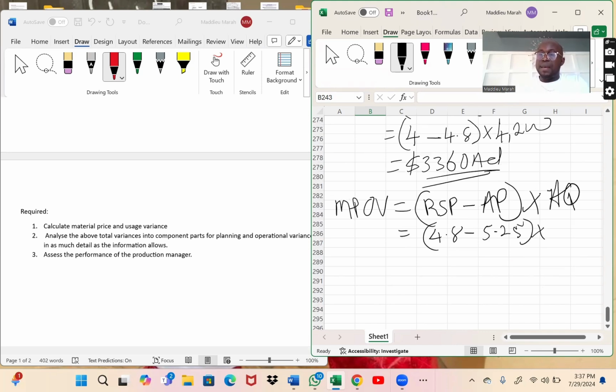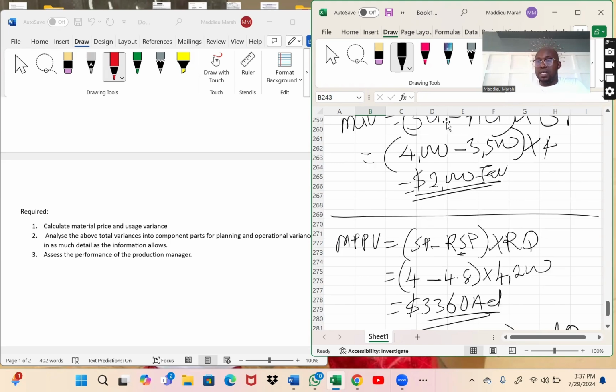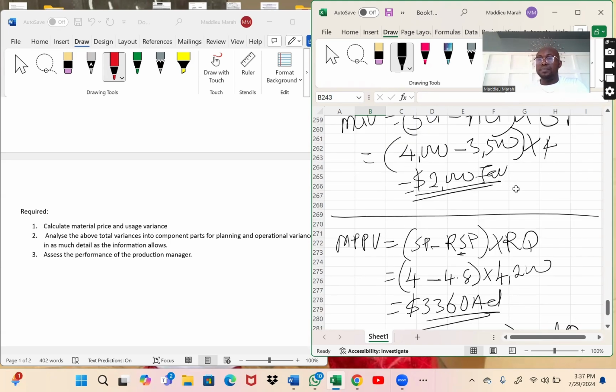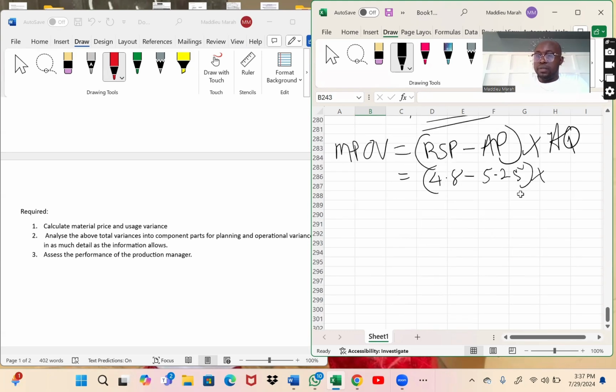5.25 multiplied by actual quantity. And actual quantity is how much? 3,500. So what does it amount to? So we have 4.8 minus 5.25 gives us that amount multiplied by 3,500. 1,575. $1,575. Adverse or favorable?